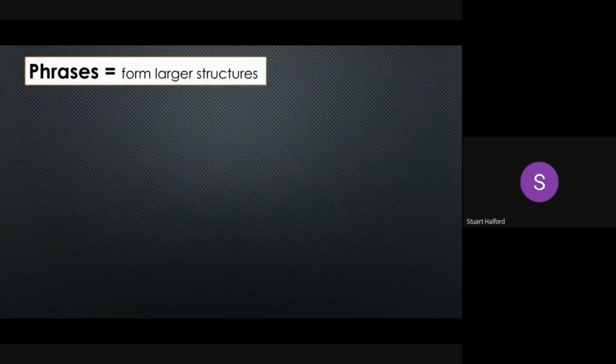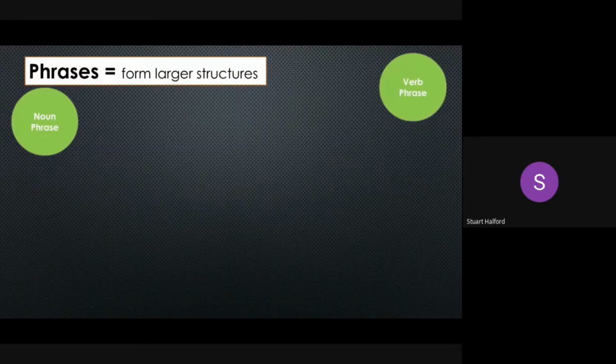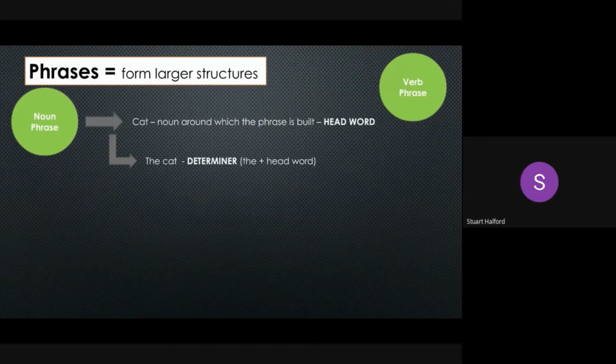So now we've got the morpheme, and really that's dealing with words as well. Let's look at phrases, and these are slightly larger structures. So the two that we're interested in are the noun phrase and the verb phrase. So let's build up a noun phrase to begin with. There's going to be a noun around which the whole phrase is built, and we call this the head word. So in this case, it's going to be cat. That's going to be our head word. So we're then going to build on that.